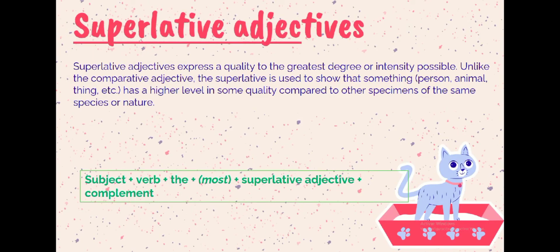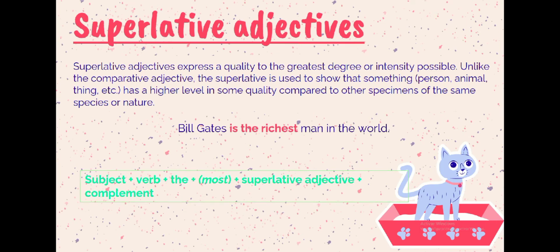Superlative adjectives. Superlative adjectives express a quality to the greatest degree or intensity possible. Unlike the comparative adjectives, the superlative is used to show that something, person, animal, thing, etc., has a higher level in some quality compared to others of the same species or nature. Example, we met the richest man in the world. Structure is subject, verb, the, superlative adjective, and complement.